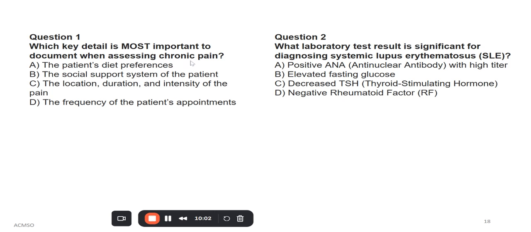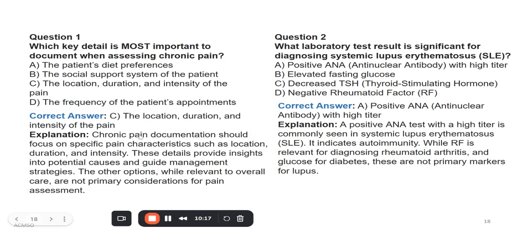Chronic pain documentation should focus on specific pain characteristics such as location, duration, and intensity. These details provide insights into potential causes and guide management strategies. The other options, while relevant to overall care, are not primary considerations for pain assessment.